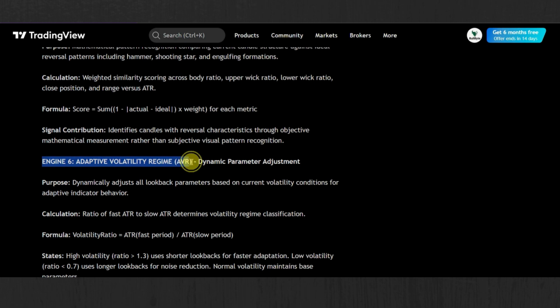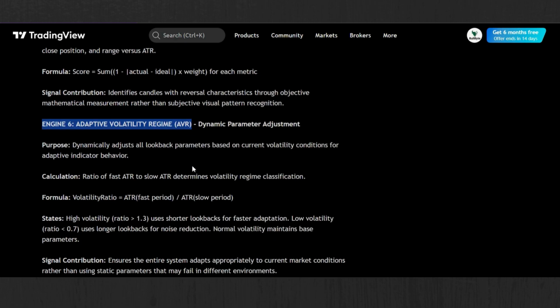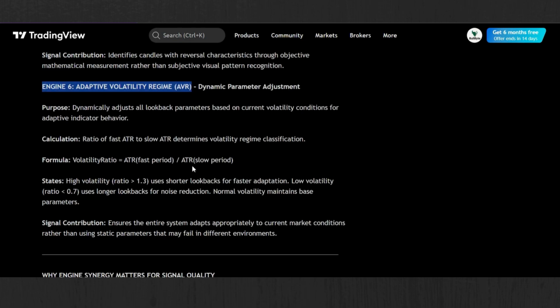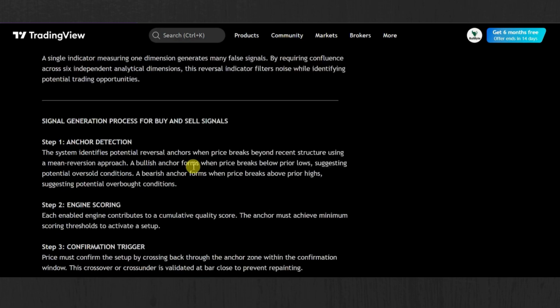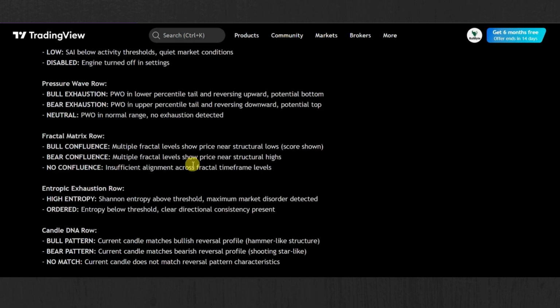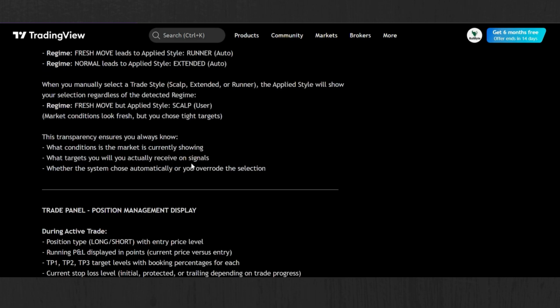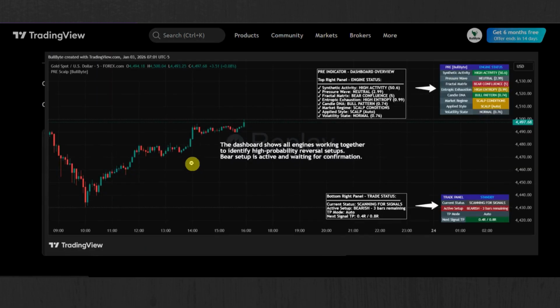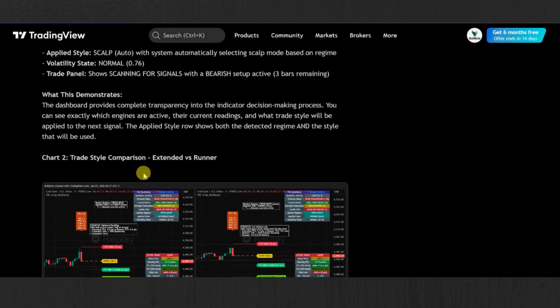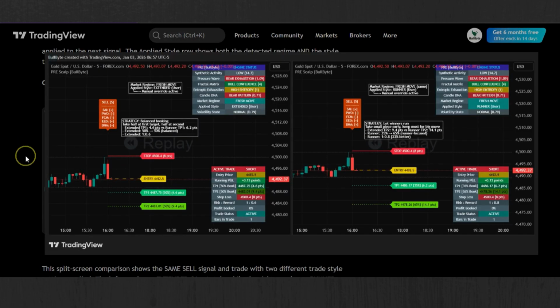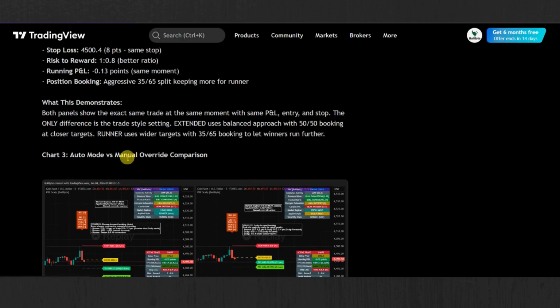And Engine 6 is the Adaptive Volatility Regime. This one dynamically adjusts all the look-back periods based on current volatility. When volatility is high, it uses shorter lookbacks for faster response. When volatility is low, it uses longer lookbacks to filter noise. The system adapts on its own. So you have 6 independent engines, each analyzing the market from a completely different angle. A signal only generates when multiple engines agree.